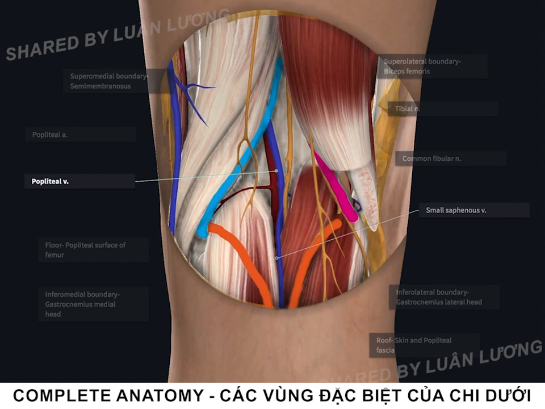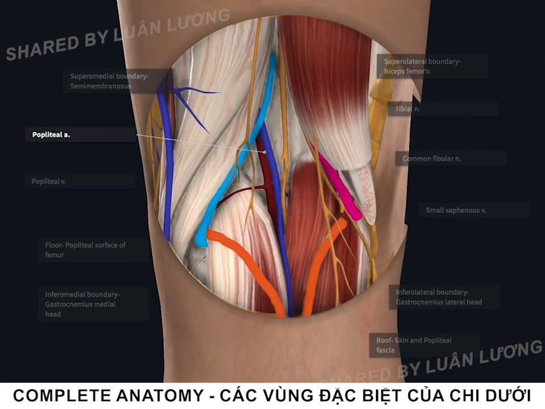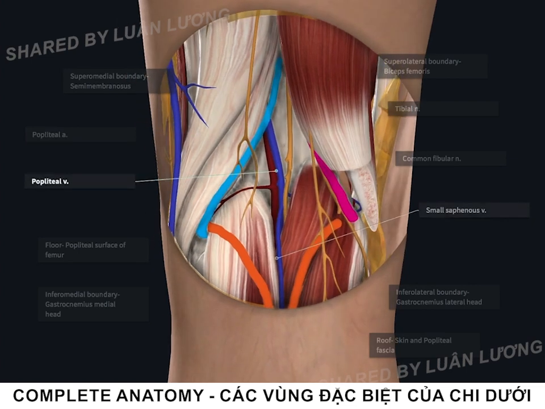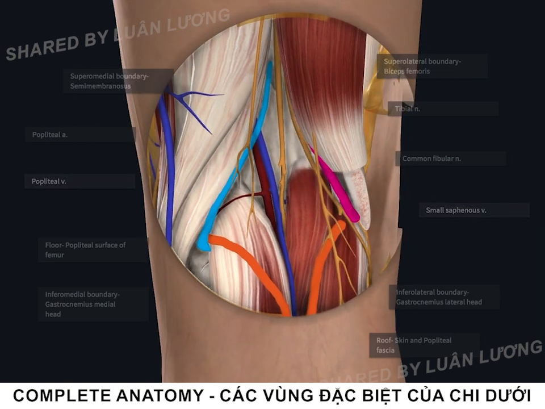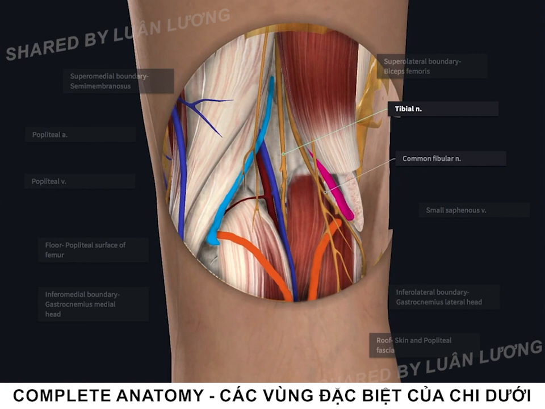So the artery will be the deepest of the structures within the popliteal fossa. Then as we come more superficially, the next structure we encounter is the popliteal vein. The most superficial of the contents are the nerves, the tibial nerve and the common fibular nerve. Recall that these are the two division points of the sciatic nerve.